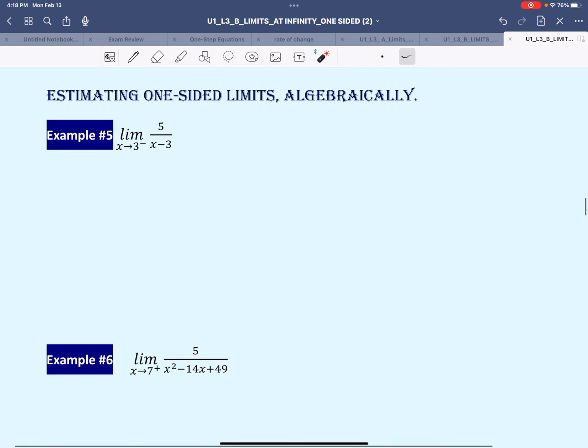Now, let's take a look at an example. So in this example, we have to algebraically determine this one-sided limit. We have the limit as x approaches 3 from the left of 5 over x minus 3.